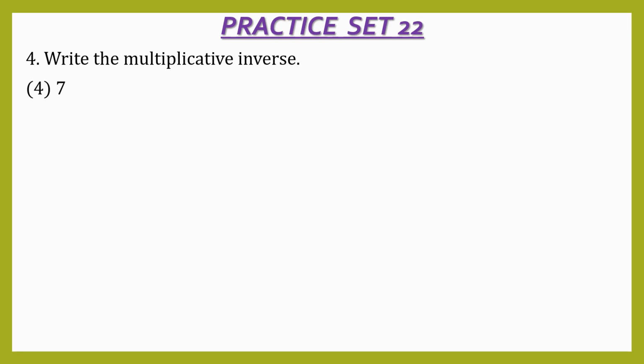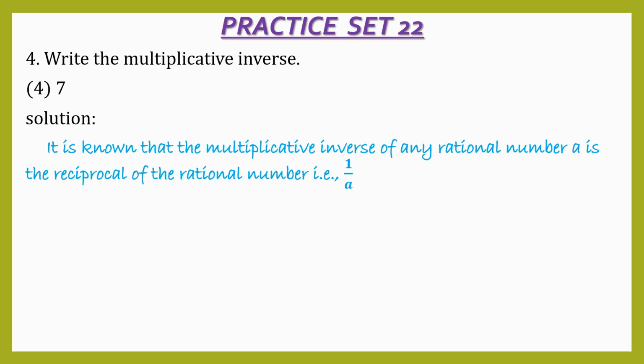Next is the fourth one. Write the multiplicative inverse of 7. Solution. It is known that the multiplicative inverse of any rational number a is the reciprocal of the rational number, that is 1 upon a. So, our multiplicative inverse of 7 will be equal to 1 upon 7. These are the sums based on the multiplicative inverse.